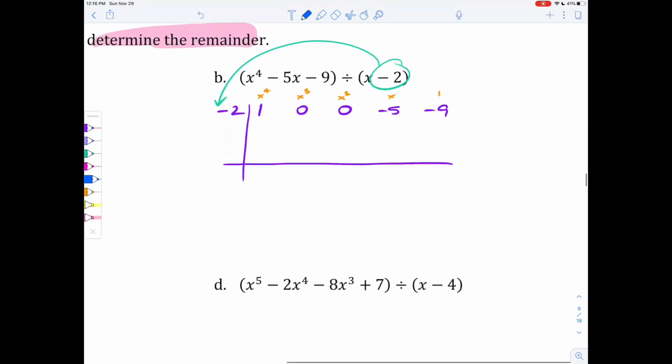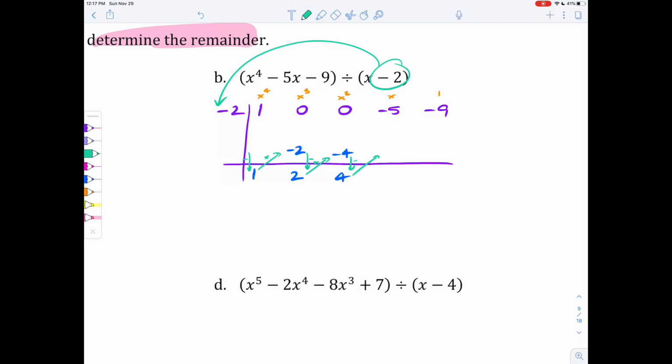Blue, sure. 1 to go down this way is subtraction. 1 minus nothing is 1. As I go up here, that's multiplication. 1 times negative 2 is negative 2. To go back down is subtraction. 0 minus negative 2 is positive 2. To go back up is multiplication. 2 times negative 2 is negative 4. To bring that down is subtraction. 0 minus negative 4 is positive 4.